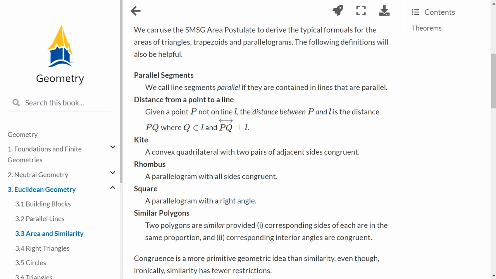For example, parallel segments, just making it clear that if we say two segments are parallel, we're saying that they're included in lines that are parallel. And this is the most important one, the distance from a point to a line. If I have a point P and some line, then the distance is defined to be whatever the distance is when I drop a perpendicular. The perpendicular intersects the line at some point Q, and the distance between P and Q is the distance between a point and a line.